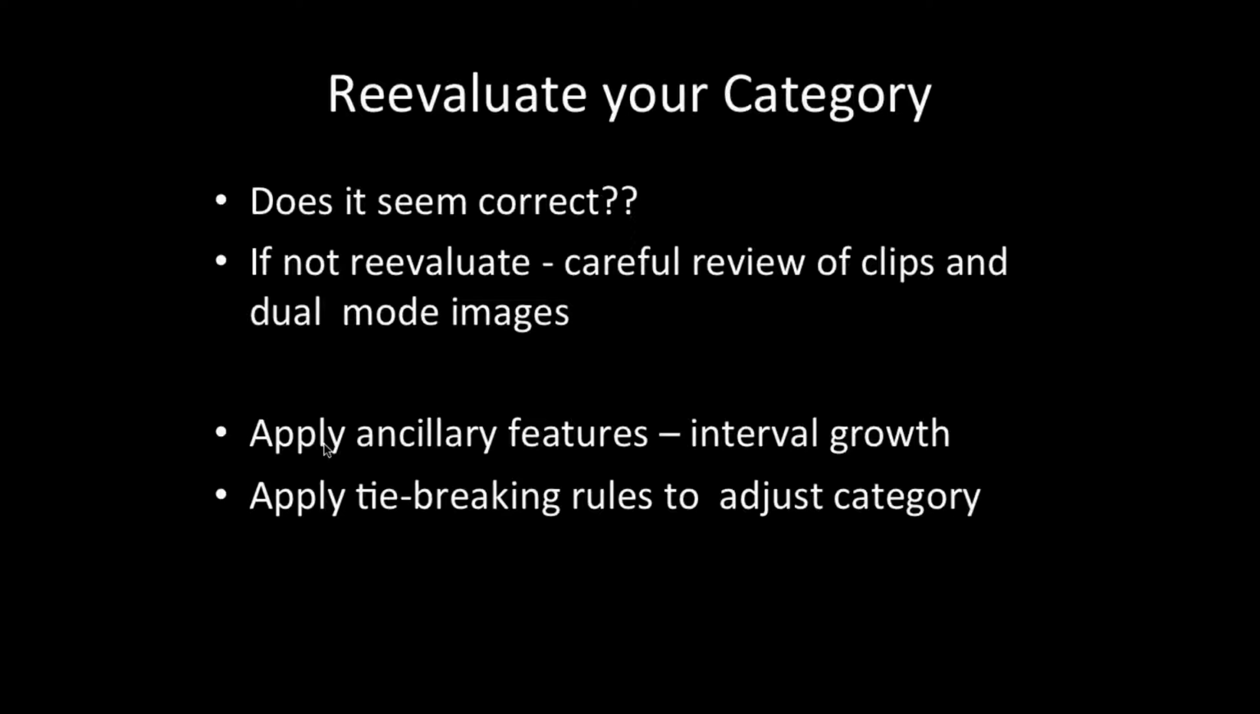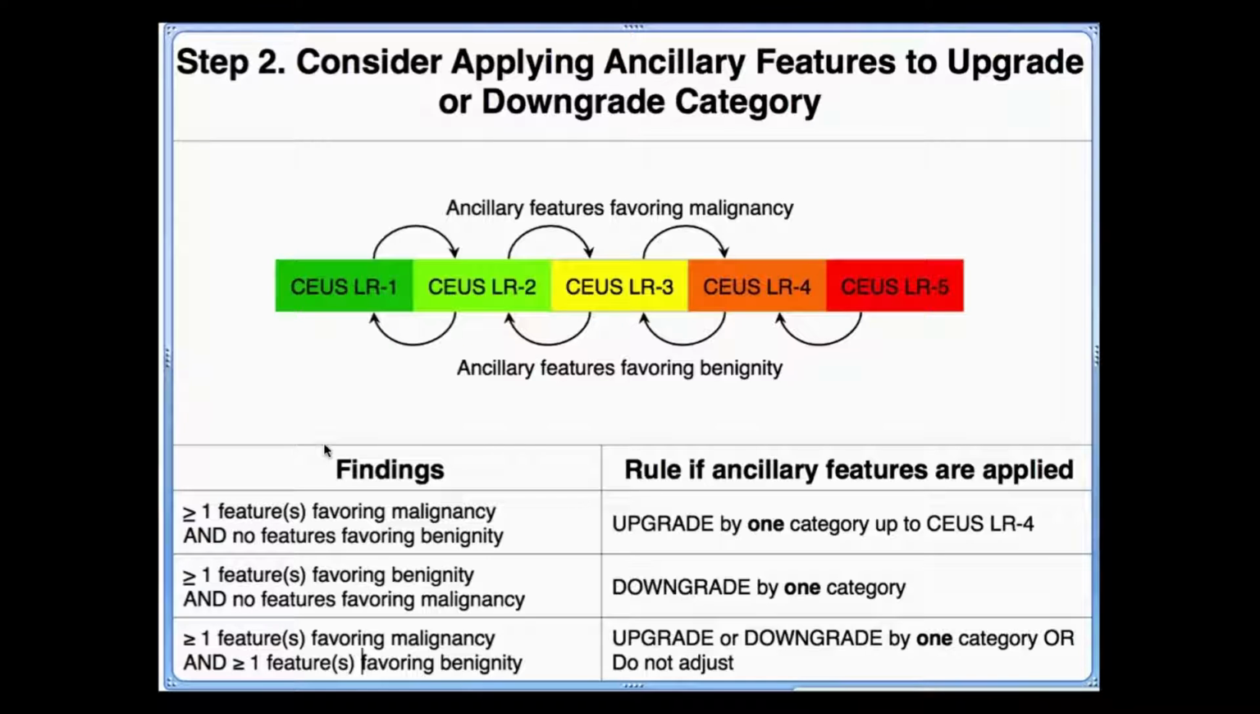So when you finish going through your whole graph, which we've now done, you have to reevaluate your category. And if it seems correct, that's fine. And if not, perhaps you should re-evaluate with careful review of the clips and the dual mode images with placement of calipers to ensure that where you're looking is in fact within the nodule when you're assessing hyperenhancement. And then we've already discussed to some extent the ancillary features of interval growth or interval size stability, and then tie-breaking rules to adjust the category. So when we consider applying the ancillary features, we're applying these to either upgrade or downgrade the category.